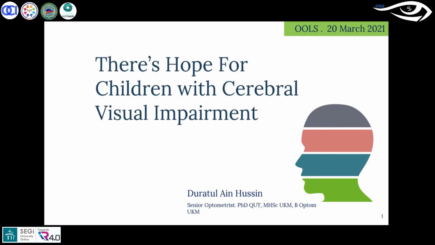Now the topic is about cerebral visual impairment. There's actually hope for them. I'm not sure how many of you have encountered children with CVI during your employment or your exposure to clinical work. So this is going to be a sharing session from the Malaysian experience.